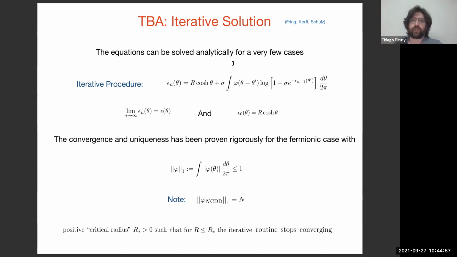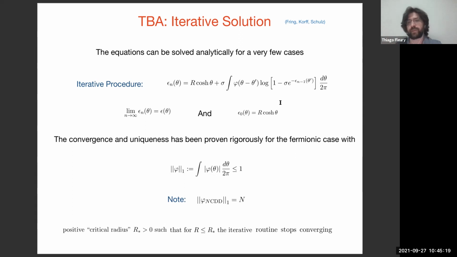So the usual way, the TBA equations are very hard. So it's integral equations. It's very hard to solve it analytically, just for a few cases. And mostly, almost all the applications is to solve it numerically, by an iterative method.